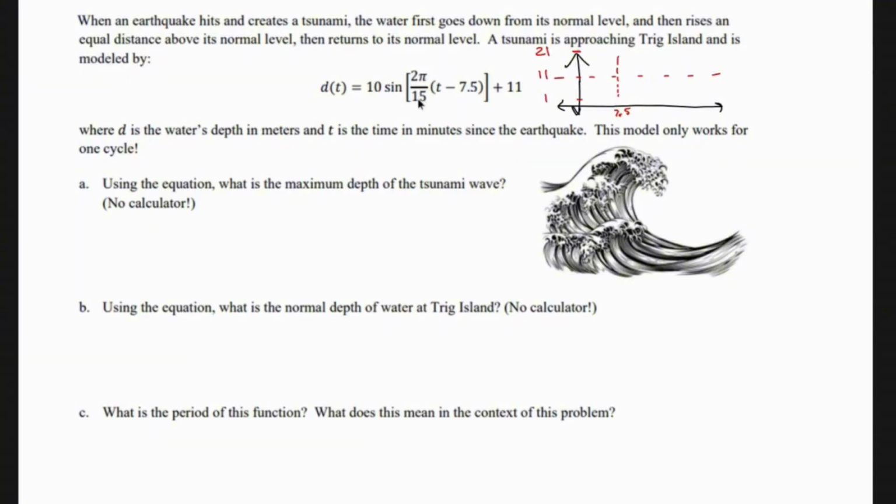And my frequency is 2 pi over 15. So if my frequency is 2 pi over 15, that means I have a period of 2 pi over 2 pi over 15. So I'm going to multiply everything by 15 over 2 pi. Lots of crossing out. So my period is just going to be 15. That 7.5 is actually extremely convenient, because 15 units later, it's going to repeat. So you're halfway through, and then repeat 7.5 after that, which is 22.5.